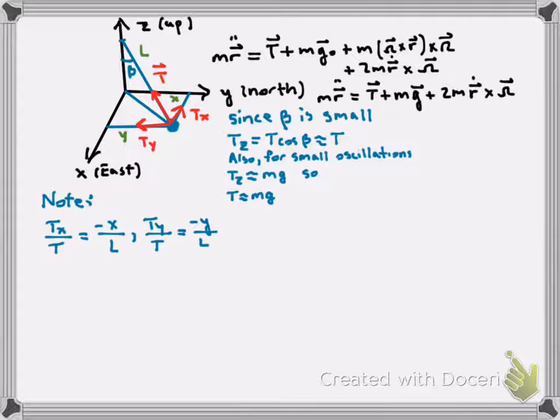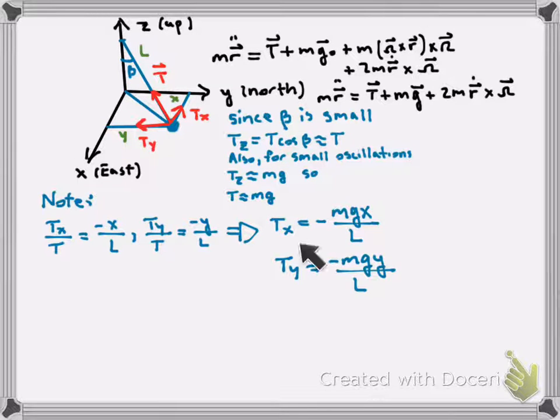So rearranging these two conclusions, we get that Tx is minus, well, T we just said was about equal to mg, so Tx is minus mg x over L. And here we have Ty over T is minus y over L, but again, T is about equal to mg, so we get Ty is minus mg y over L.